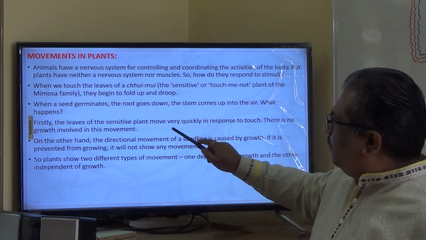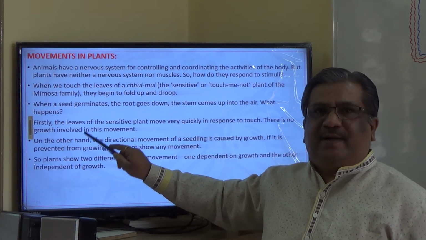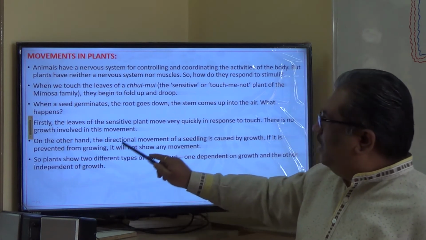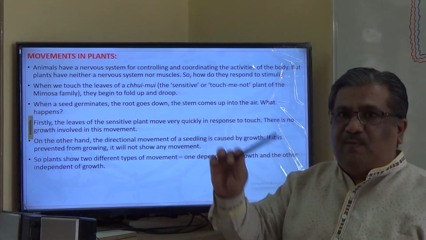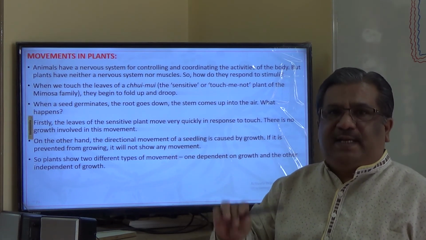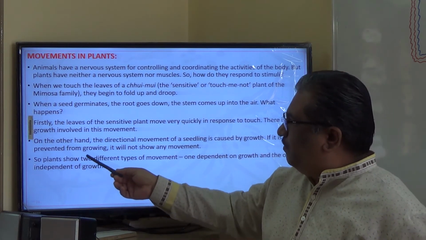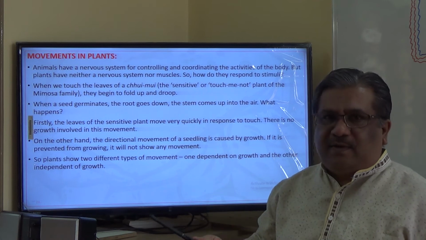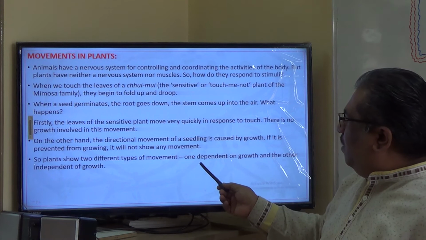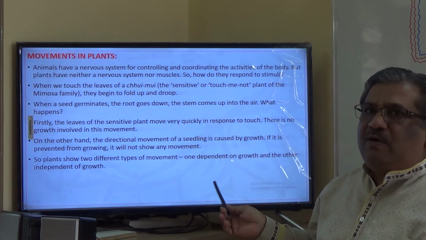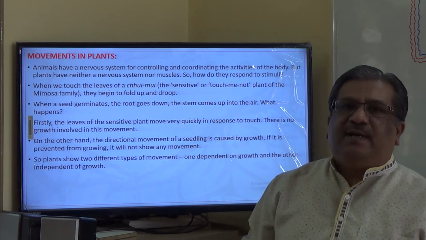Firstly, the leaves of the sensitive plant move very quickly in response to the touch. There is no growth involved in this movement. On the other hand, the directional movement of a seedling is caused by growth. The movement of the shoot and the root of the seedling is caused by growth. That is a growth-dependent movement. If it is prevented from growing, it will not show any movement at all. Absolutely right. So plants show two different types of movements: one dependent on growth, called tropic movements, and the other independent of growth, called nastic movements.